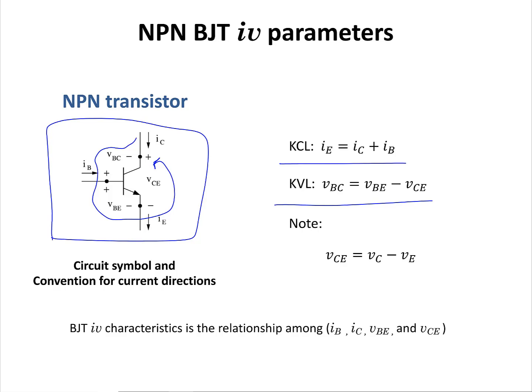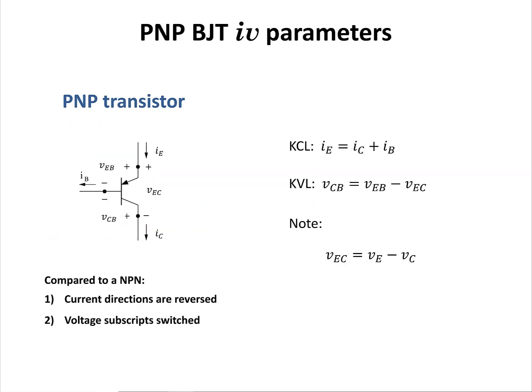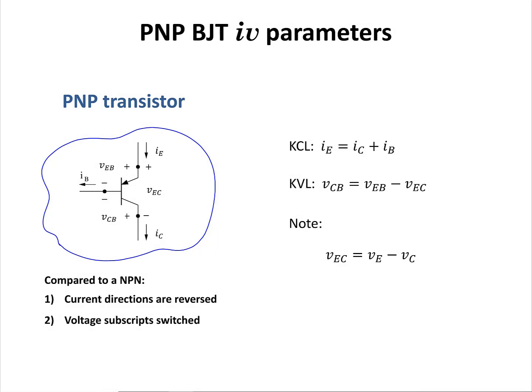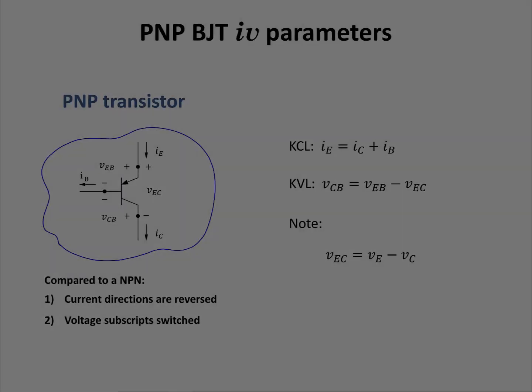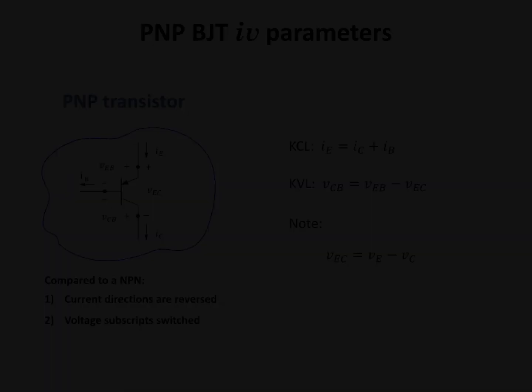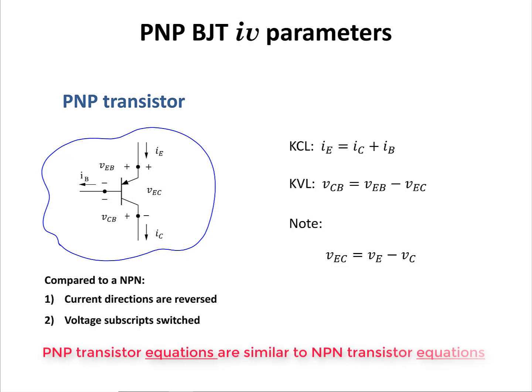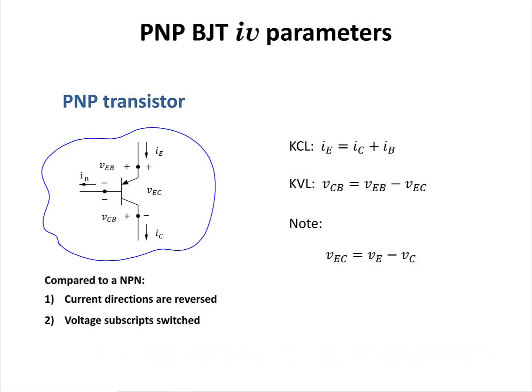BJT IB characteristics is the relationship among IB, IC, VBE, and VCE. The circuit symbol for a PNP transistor is shown here. We have 6 circuit variables for PNP, just like we had for NPN, and PNP transistors are similar to NPN transistors, with the only difference that when we label the currents and voltages for an NPN transistor, we're going to reverse the directions of the current.